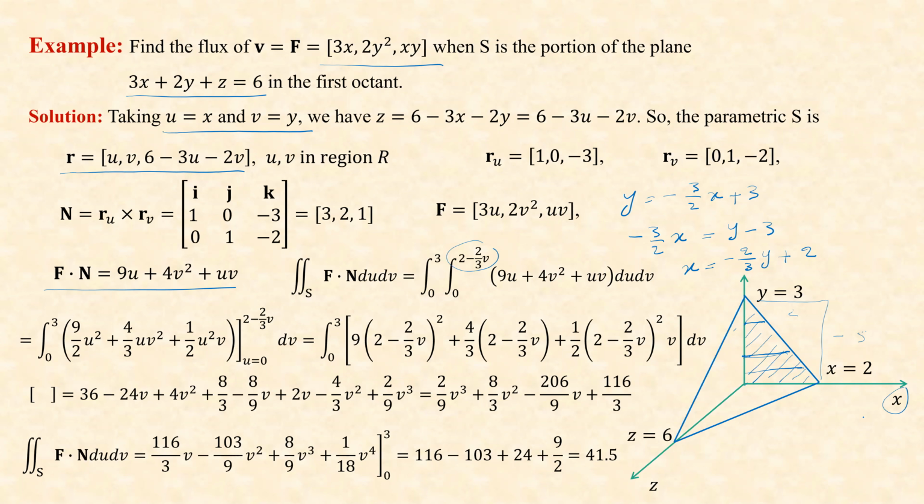So, yes, please. Do you have to set u equal to x and v equal to y? No, you don't have to. This is one way to parameterize. But it is easier because then z will be in terms of u and v simply. Otherwise, if we take z to be u, for example, then x will be fractional in terms of u and v. That makes it a little bit harder. But that doesn't matter really. Okay?